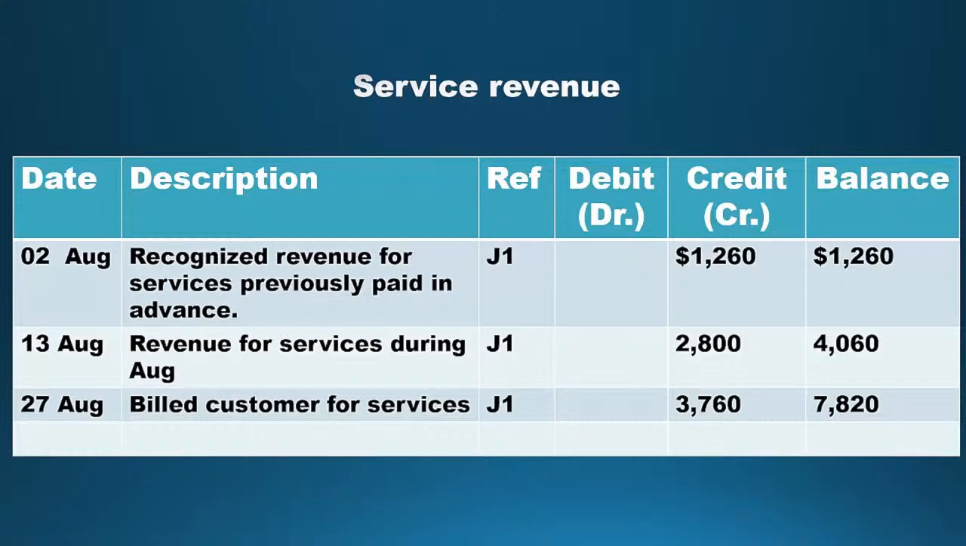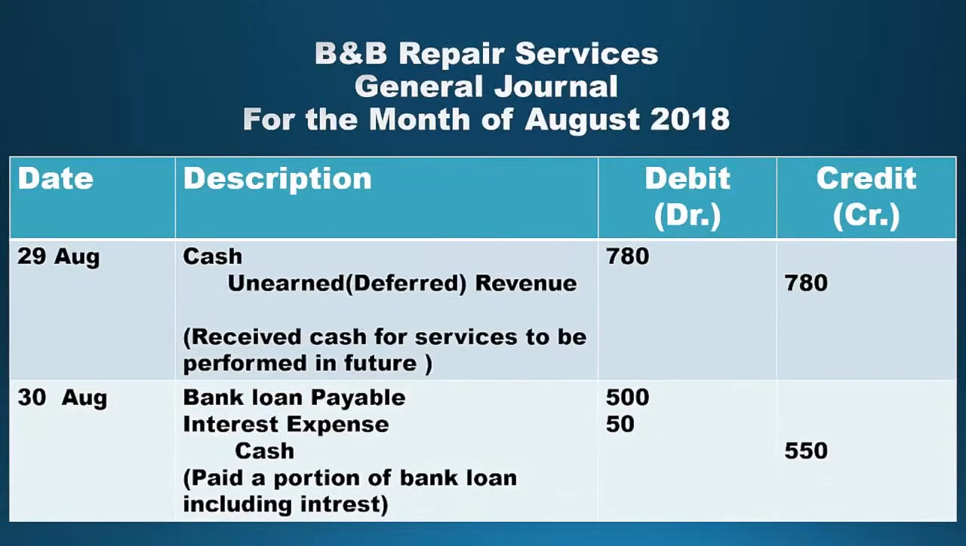We credit service revenue because the company earned income by performing services, and increases to revenue are recorded on the credit side. August 29th. Receiving cash for future services. Step 1. Review the journal entry. On August 29, the company received $780 in cash from a customer.